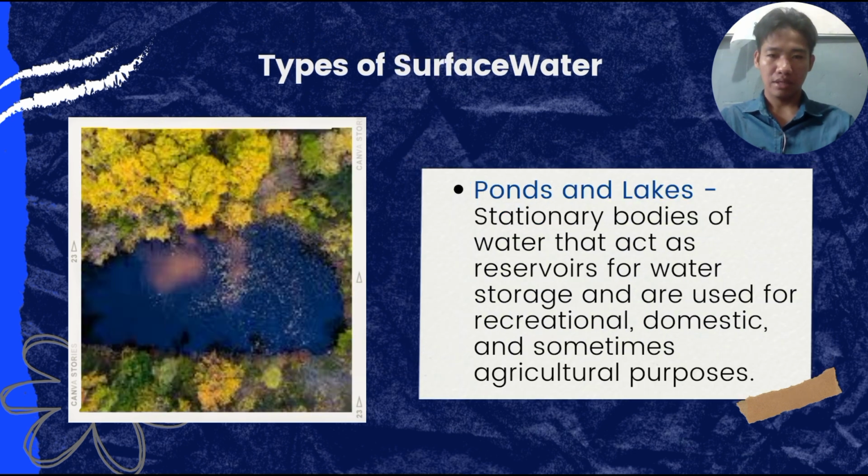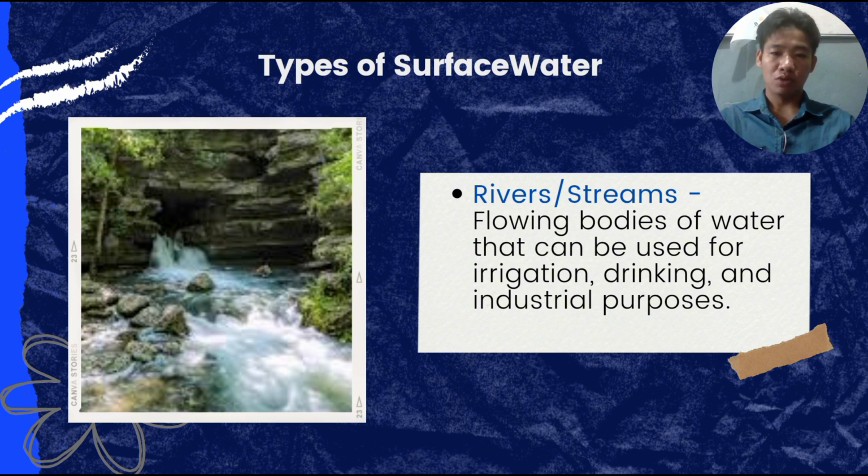The first type of surface water is the ponds and lakes. These are stationary bodies of water that act as a reservoir for water storage and are used for recreational, domestic, and sometimes agricultural purposes. As you can see in the figure, the example of ponds. The next type of surface water is what we call rivers and streams, which are flowing bodies of water that can be used for irrigation, drinking, and industrial purposes.